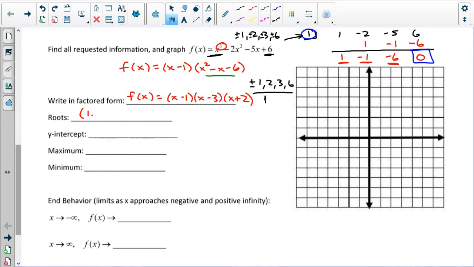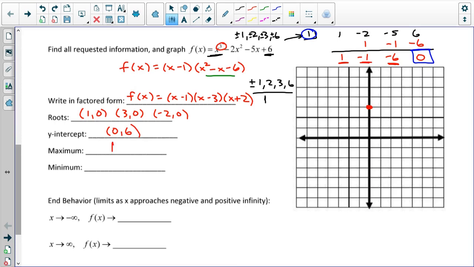My roots are at (1, 0), (3, 0), and (-2, 0). All of them are single roots, so they cross everywhere. My y-intercept is at (0, 6). I'll make this point (0, 6). I'll go up by 2s, I guess.